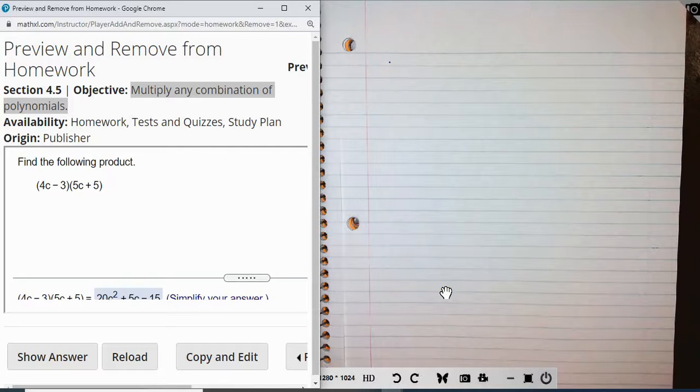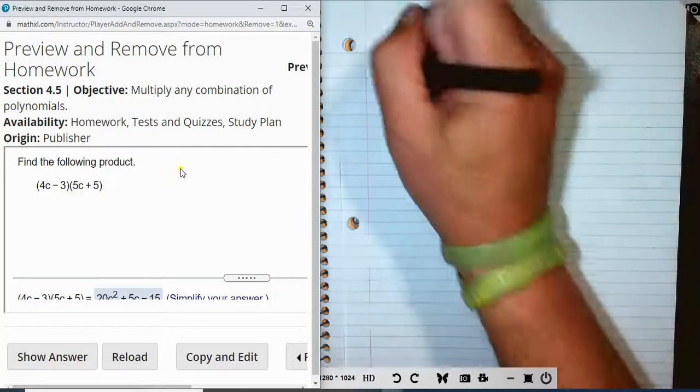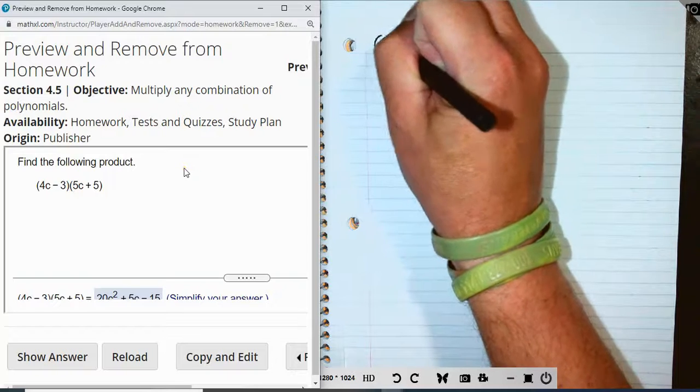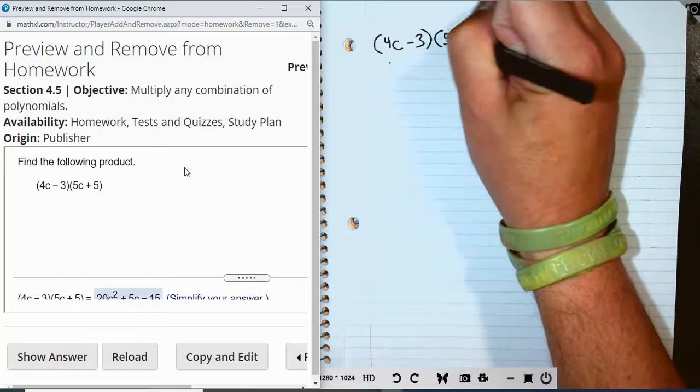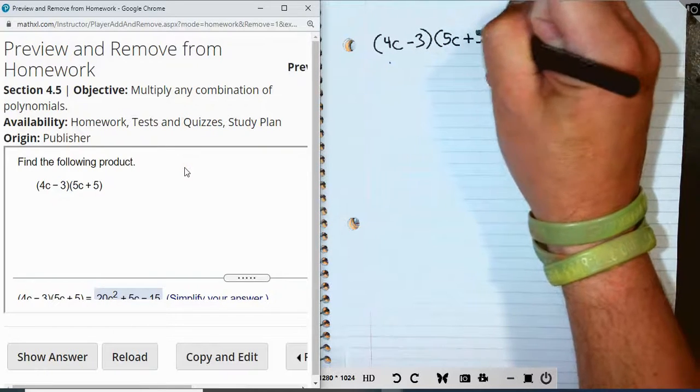So what we have here, look at our objective: multiply any combination of polynomials. Well, what the question is asking us to do here is find the product. So basically what we're doing is multiplying these two binomials, the quantity 4c minus 3 times the quantity 5c plus 5. So let's write that: 4c minus 3 times 5c plus 5, okay?